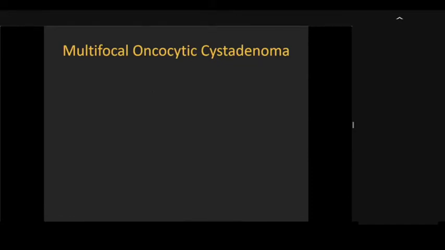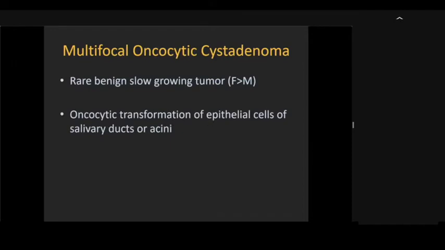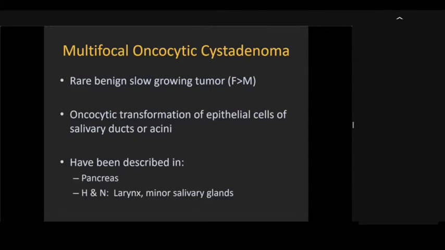So what the heck are multifocal oncocytic cystadenomas? These are rare, benign, slow-growing lesions, slightly more common in women. They result from oncocytic transformation of epithelial cells lining the salivary ducts and acini. They have been described in the pancreas, but in the head and neck, there have been some case reports of these lesions appearing in the larynx and arising from the minor salivary glands at the level of the buccal mucosa and palate.